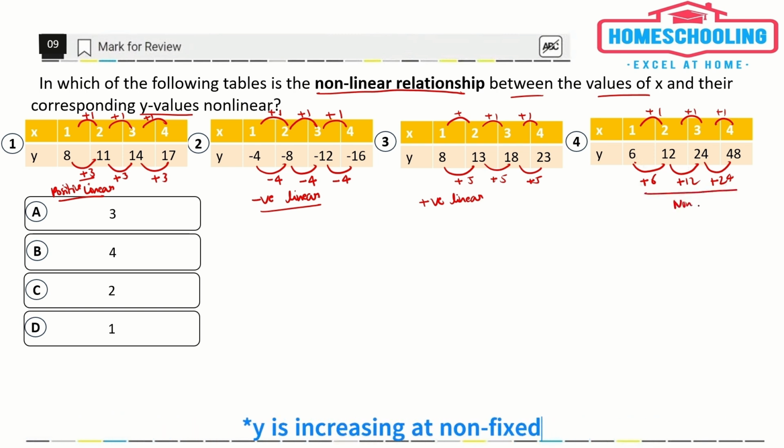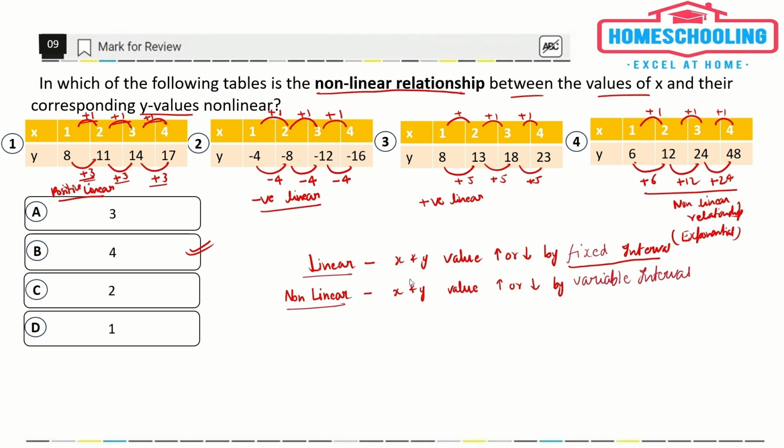So non-linear relationship, or if we put this on a graph, it will look like an exponential graph. In the question it was asked, which of the following tables is the non-linear relationship? So table number 4 is having a non-linear relationship. So option B is the correct answer.